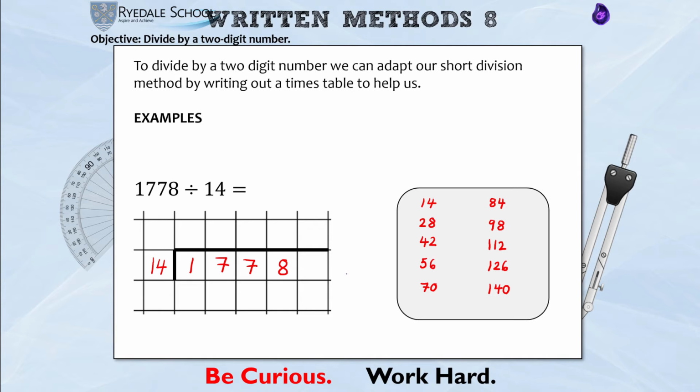Now I'm going to use the exact same process as I would do for a division by a number like 9 or smaller, but with this times table to help me. So I will say, how many times does 14 go into 1? And that doesn't. So I carry the remainder. How many times does 14 go into 17? Well, that is one lot of 14. And I've used 14 of 17, so there are 3 left.